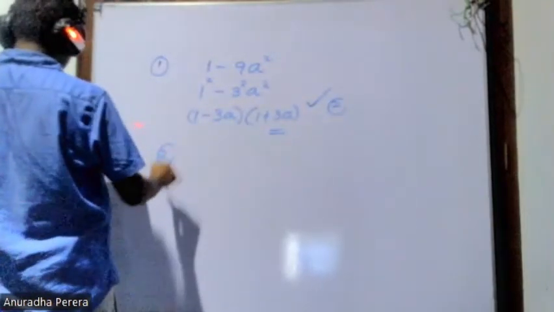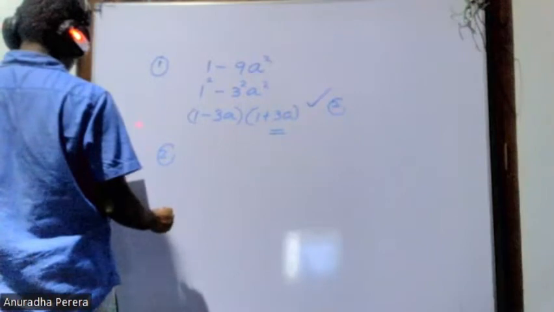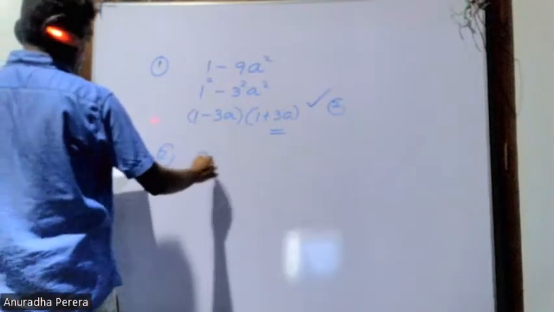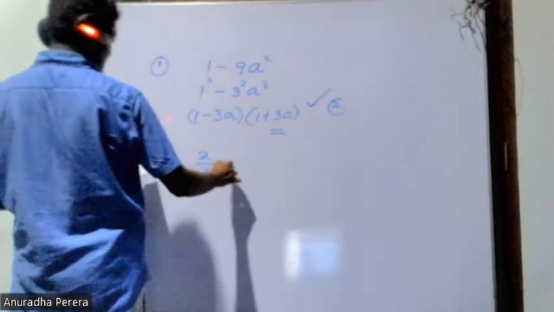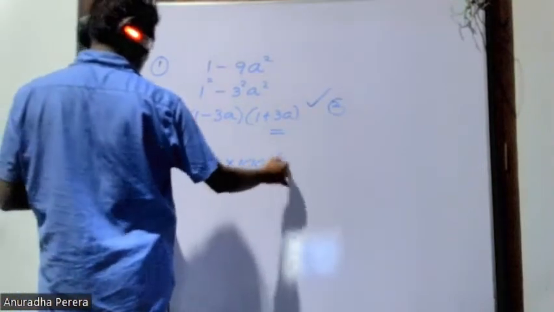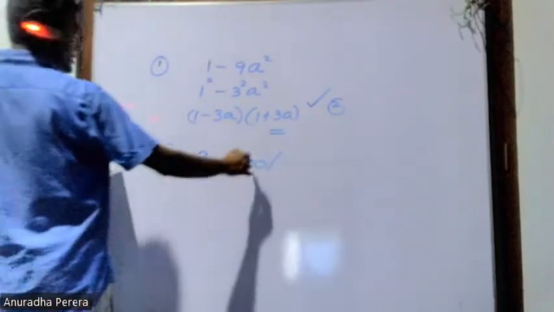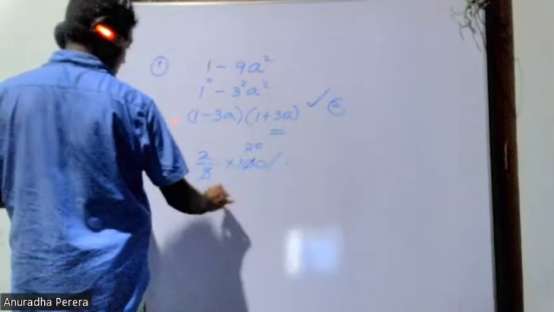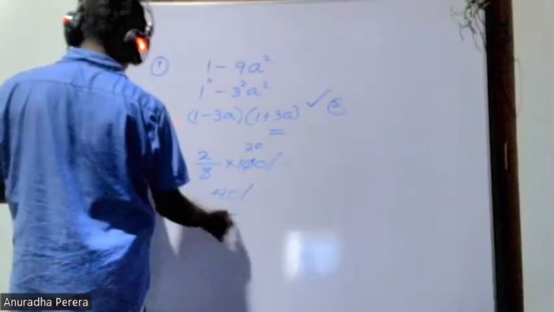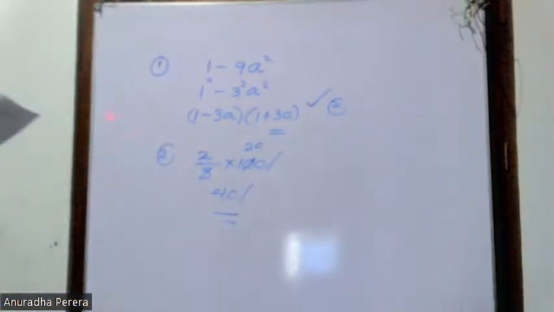Second question, express 2/5 as a percentage. Multiply this by 100 percent. Your answer is 40%.